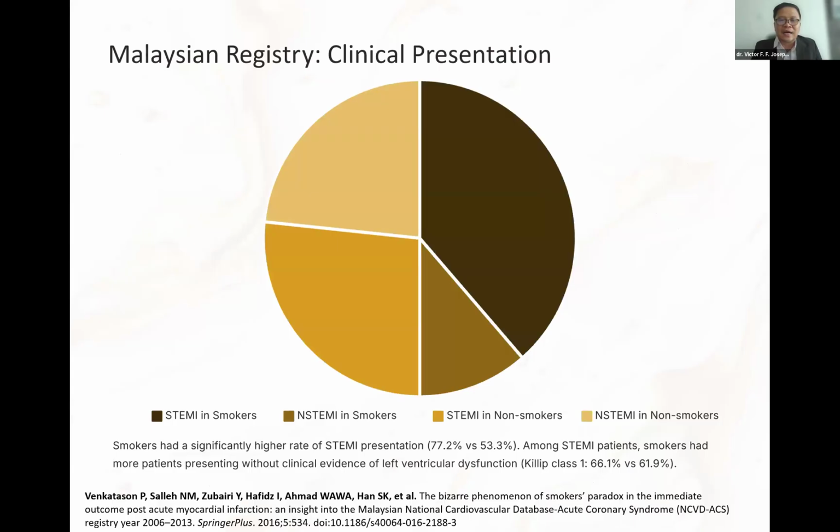We found that STEMI in smokers had the highest rate compared to STEMI in non-smokers, non-STEMI in smokers, and non-STEMI in non-smokers. Among STEMI patients, smokers had more patients presenting without clinical evidence of left ventricular dysfunction.